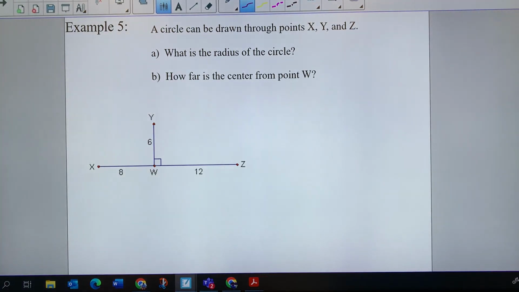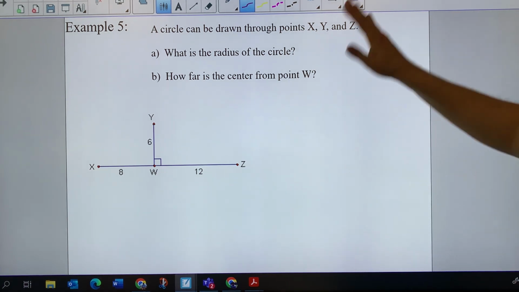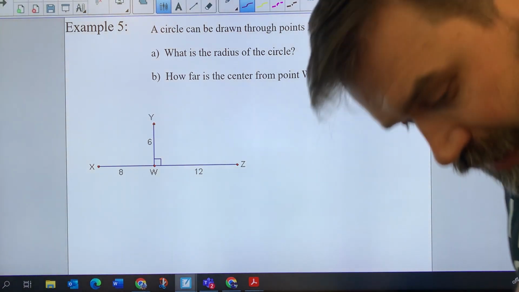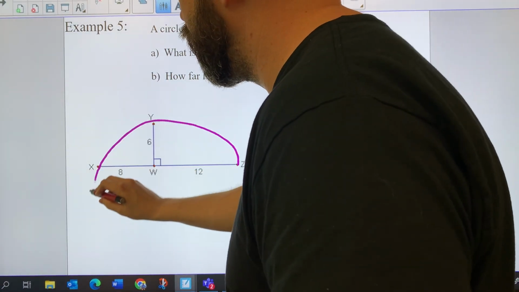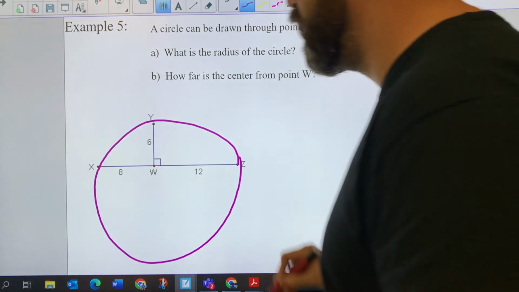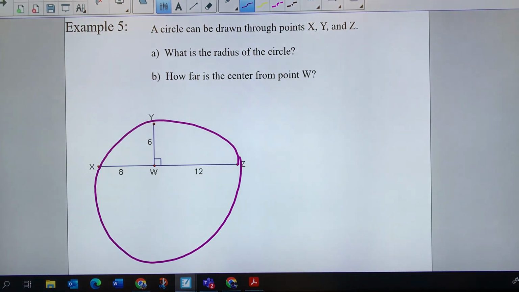All right, second one we're gonna look at, example 5. First, I'm gonna start by drawing the rough circle in there. It's gonna be rough, it's not drawn to scale, all that kind of good stuff that we're used to by now. But we have a circle that goes through those 3 points, more or less. What is the radius of the circle and how far is the center?